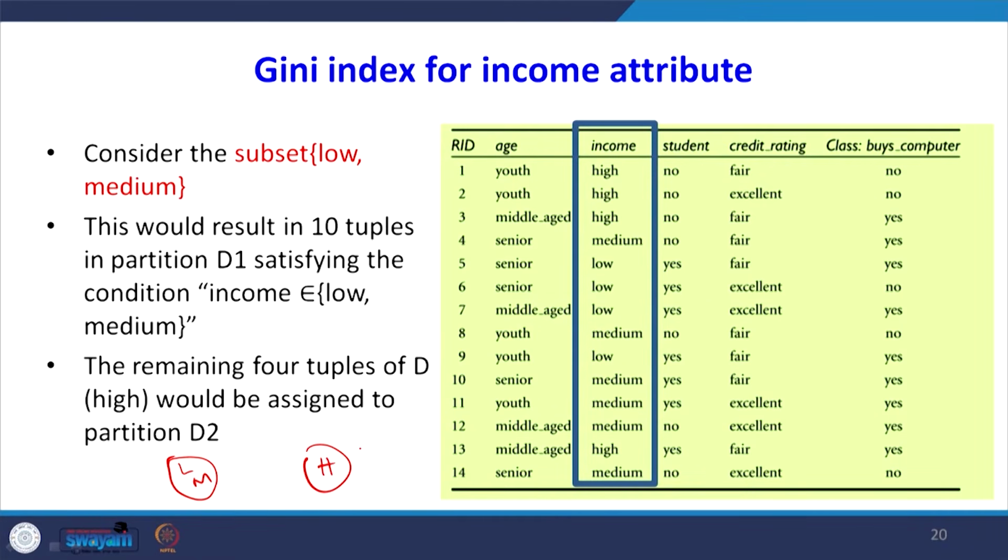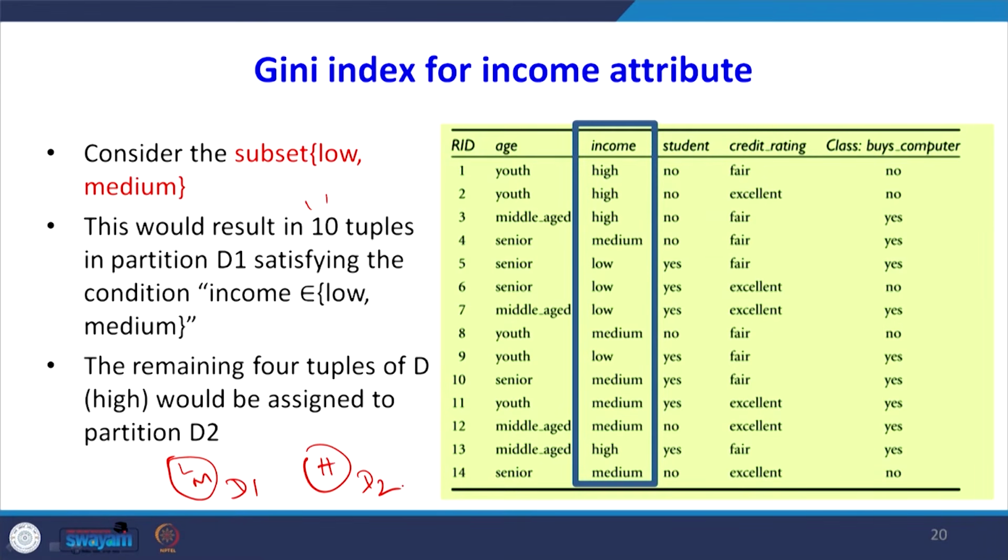So, this would result in 10 tuples in partition D1. We have to count how many low and medium there are: 1, 2, 3, 4, 5, 6, 7, 8, 9, 10. That is why we got 10 tuples in partition D1, satisfying the condition income in the set low, medium. The remaining 4 tuples of D, that is high, 1, 2, 3, 4, would be assigned to partition D2.